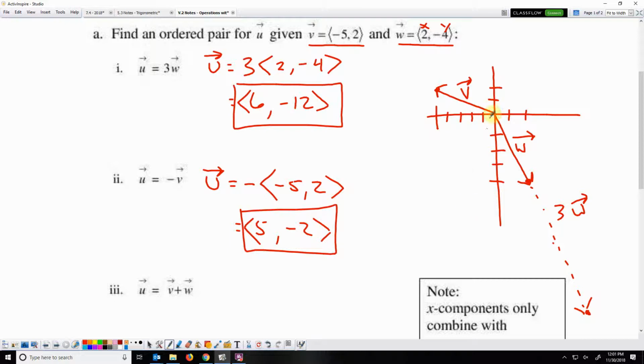Vector v plus vector w. Graphically, we would have taken this yesterday and slid it down to here. And vector v is left 5 and up 2. So left 5 and up 2 would end right there. So vector v plus vector w would look like that. It would be at -3, -2.